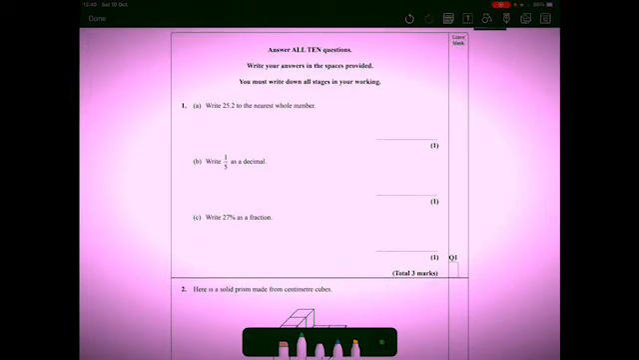Write 25.2 to the nearest whole number. So nearest whole number, below it would be 25, the nearest one above it would be 26. This number is clearly nearer to 25. Another word for whole number is integer.